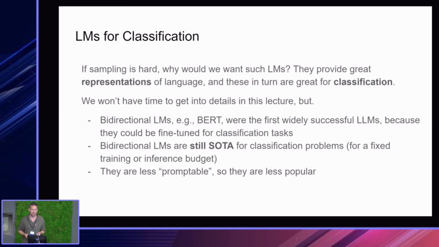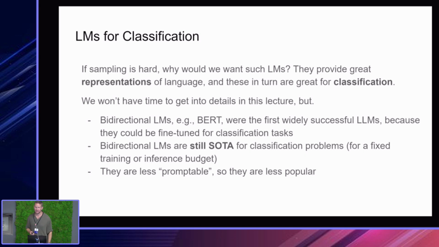So we're not going to have time to talk about the details in this lecture, but these bidirectional language models, for instance BERT, this is probably the first widely successful large language model, and it was because it was able to solve these classification tasks better than anything that had come before. I've been in the NLP field since 2005, and BERT was like, oh God, we're out of a job. We worked on these classification problems extensively for years, and this just was a game changer.